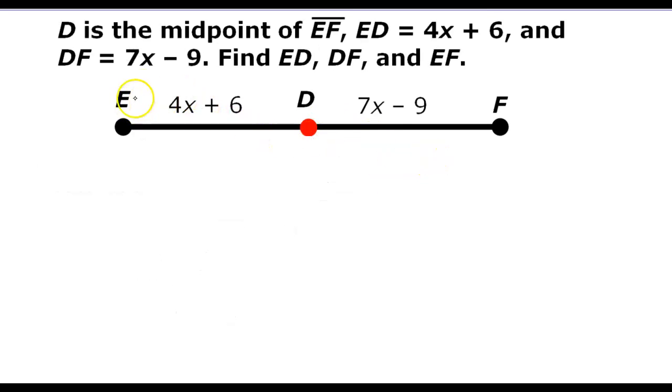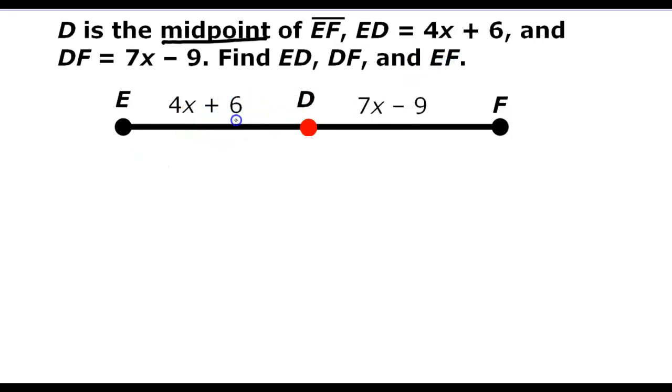All right. If we look at this, it says D is the midpoint. Notice this definition of midpoint. D means it's the middle of line segment EF. ED is 4x plus 6, so there's 4x plus 6. And DF is 7x minus 9. There's DF, 7x minus 9. It says find ED, DF, and EF.